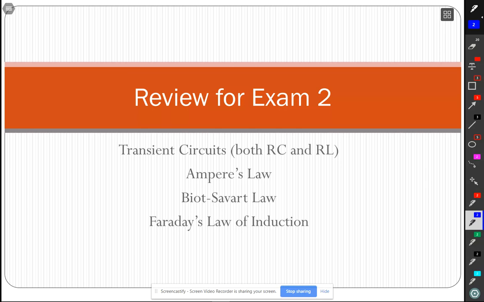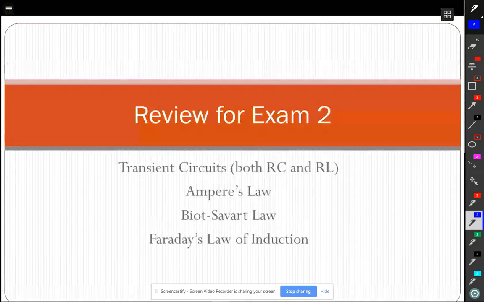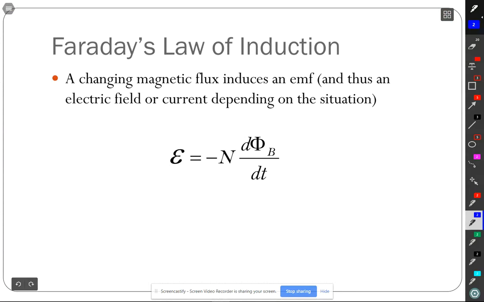So let's start off. These are the same slides as before, but I'm going to do some examples too. Start off with what we, I think, had last time and didn't really get to, Faraday's Law of Induction. At its essence, what does Faraday's Law of Induction tell you? What is it basically saying? Change in magnetic flux over time creates an EMF. That's perfect. That's exactly what it tells you.